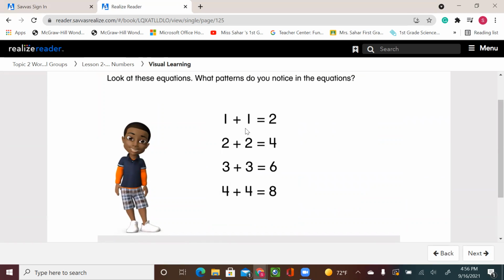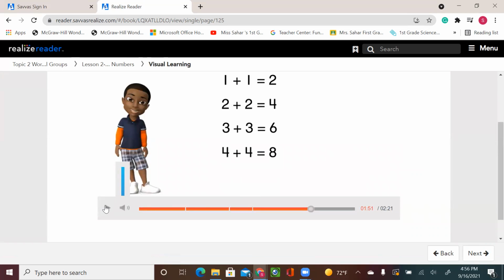I can say that both addends are the same. 1 plus 1, 2 plus 2, 3 plus 3, 4 plus 4. And I can also see that the answer, or the sum, is skipping or in pairs by 2. 2, 4, 6, 8, 10. 10 means 5 plus 5.